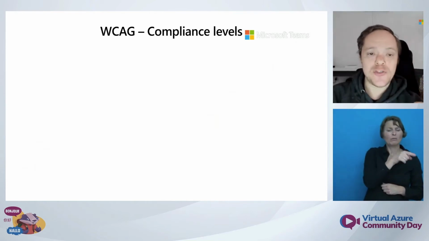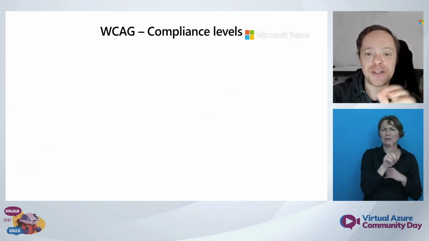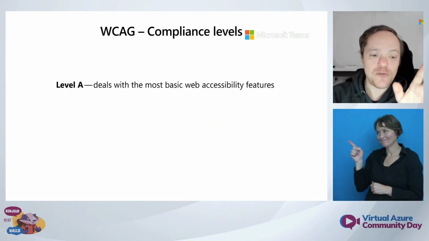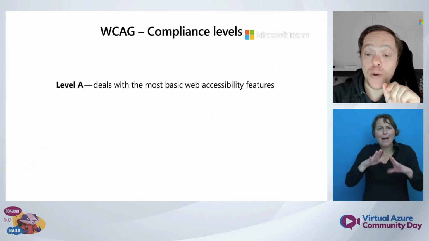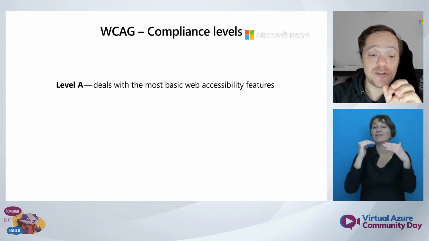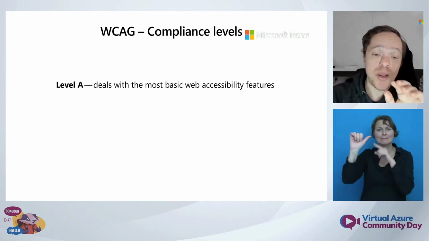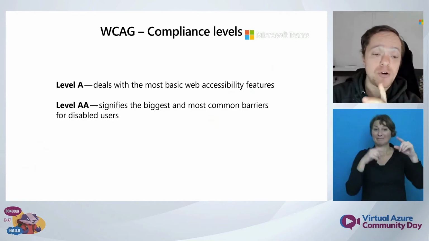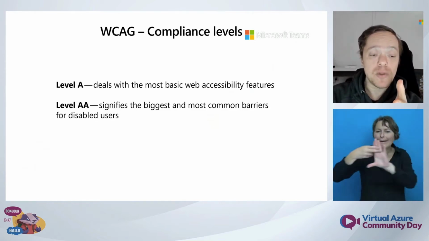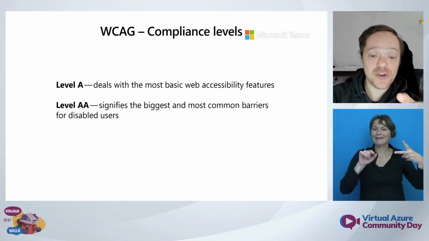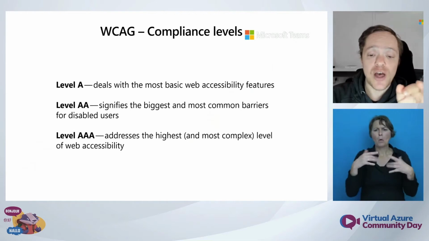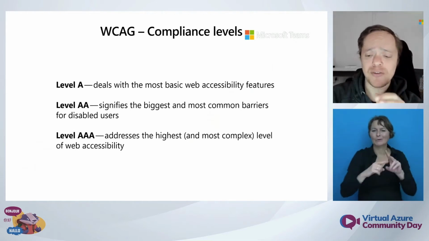And to do that, we can look at the Web Content Accessibility Guidelines and look at the compliance levels to define accessibility. So we've got level A, which deals with the most basic web accessibility features, and that's creating alt tags on your images, for example. Level AA signifies the biggest and most common barriers for disabled users, and that would be creating captions or narrations on your video. And level AAA addresses the highest and most complex level of web accessibility.